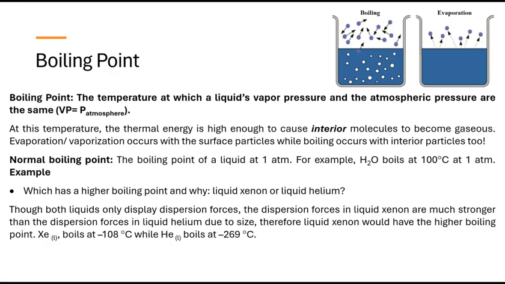Though both liquids only display dispersion forces, the dispersion forces in liquid xenon are much stronger than the dispersion forces in liquid helium due to size. Therefore, liquid xenon would have the higher boiling point. Liquid xenon boils at -108 degrees Celsius, while helium in the liquid state will boil at -269 degrees Celsius. The IMF relationship: the stronger the IMFs, the higher the boiling point.